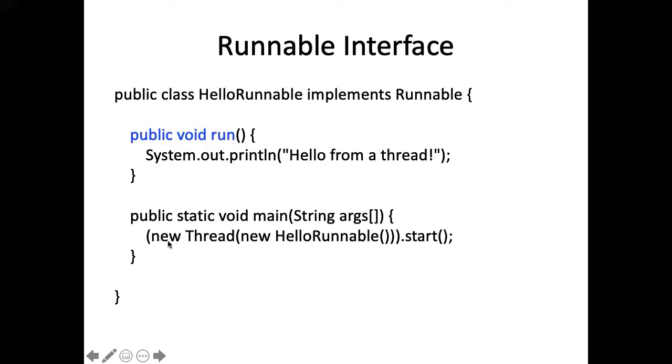And down here, you see that I am creating a new thread and passing as an argument to it this hello runnable class. And that is so I can create a thread by passing in an instance of this runnable, and then .start actually starts the thread. And when the thread is actually scheduled, it will call this run method.